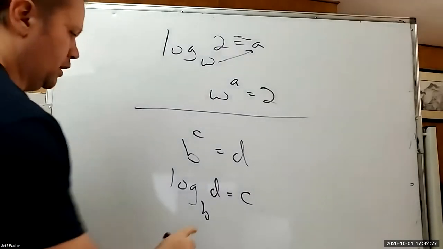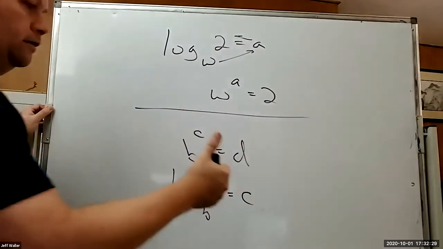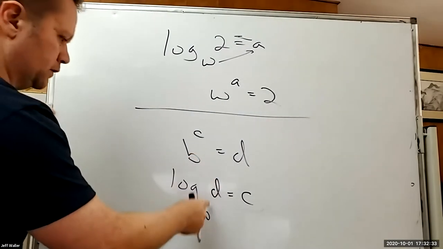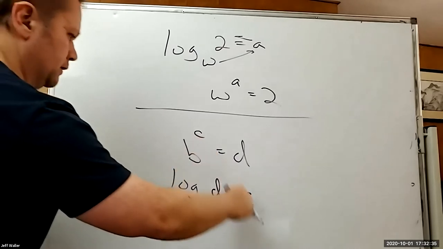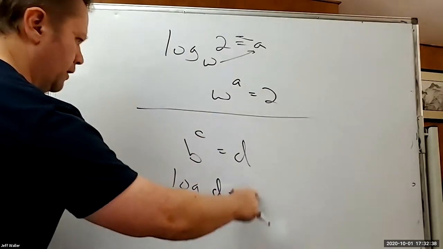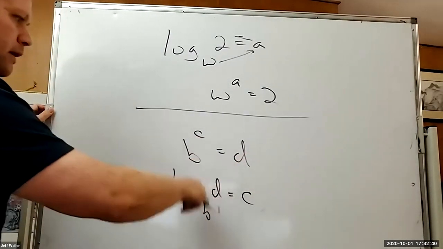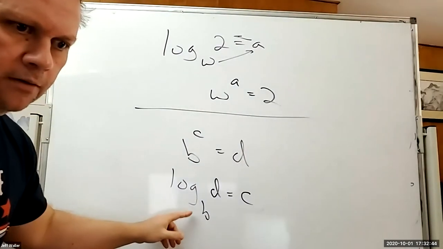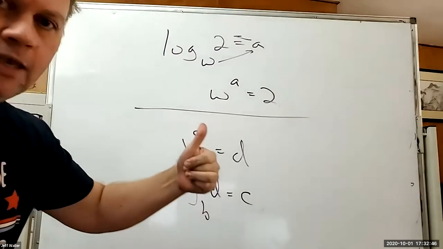And they can just check, B to the C equals D, check. So when you rewrite this in logarithmic form, the base goes in the base. The power is the answer, because that's what a log is, a power. And the output becomes the input, because these are inverses of each other. And then you can always check, B to the C equals D. Yes, check, thank you.